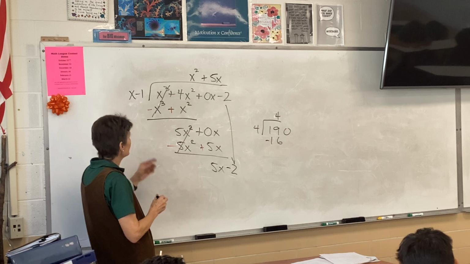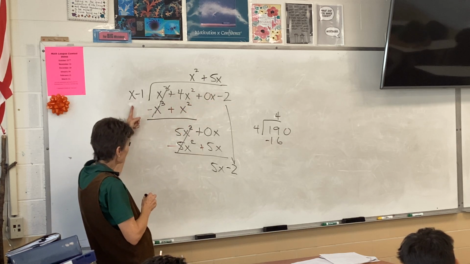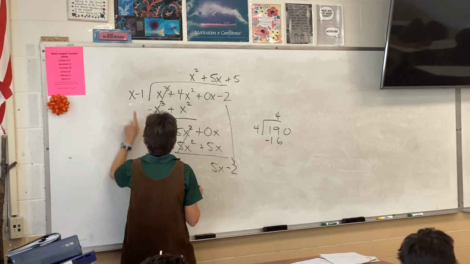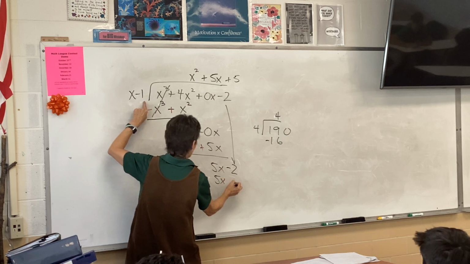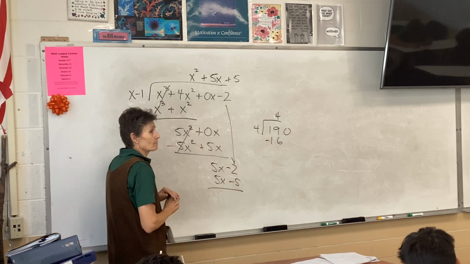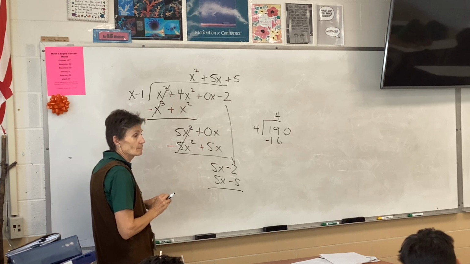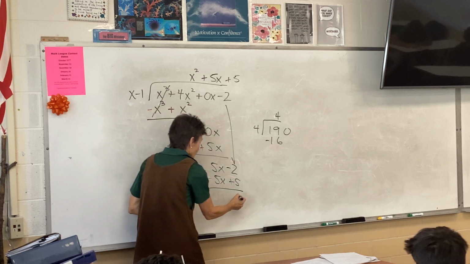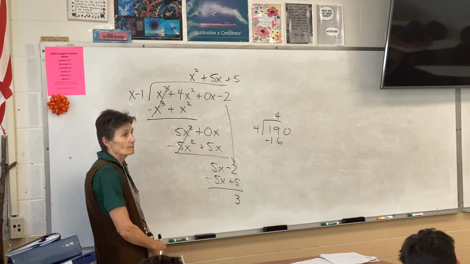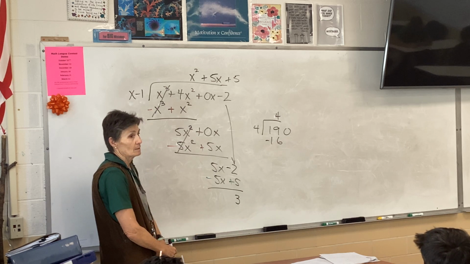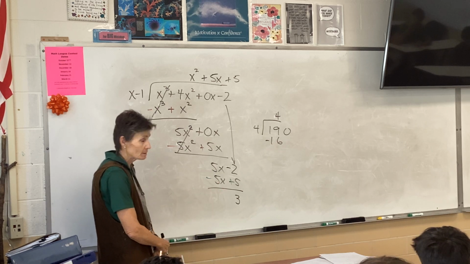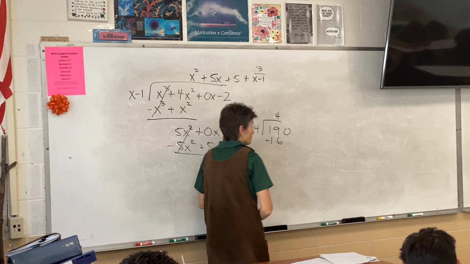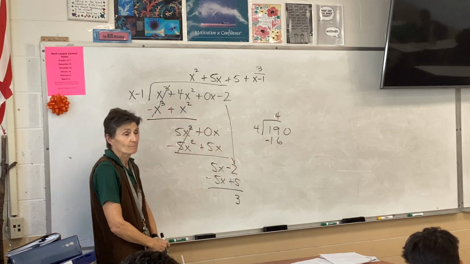Alright, start over again. I need to put something up here so that when I times it by x, I get 5x. So that'll be 5x minus 5. So I'm going to subtract. And I got a little 3 left over down here. And I'm done dividing. That's my remainder. So up here on the top I'll say plus 3 over x minus 1. And there is my answer.